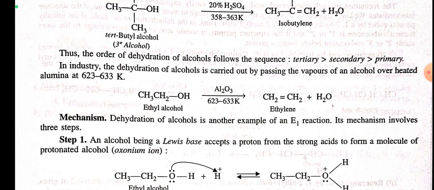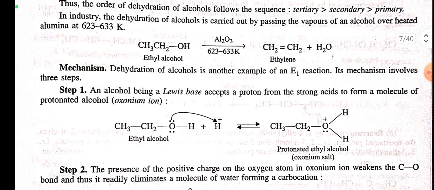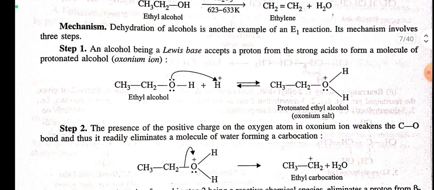Thus, the order of dehydration of alcohol always follows the sequence tertiary, secondary, primary. In industry, the dehydration of alcohol is carried out by passing the vapors of an alcohol over heated alumina. Mechanism. Dehydration of alcohol is another example of an E1 reaction. This mechanism involves three steps.